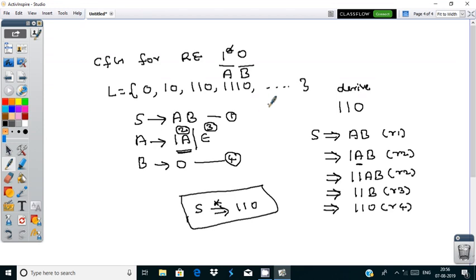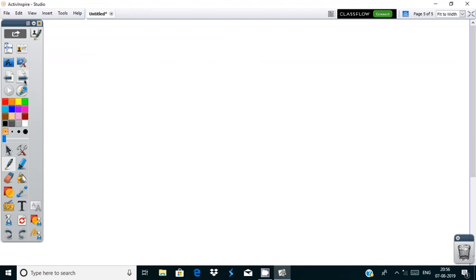Now we will discuss something a little bit more advanced than this. We have to construct a CFG for the regular expression (0 plus 1) star. So what is the language which can be generated for this? L equal to, so 0 and 1 may not be repeated, that means it may not occur at all. So 0 times when it occurs, the answer is epsilon.